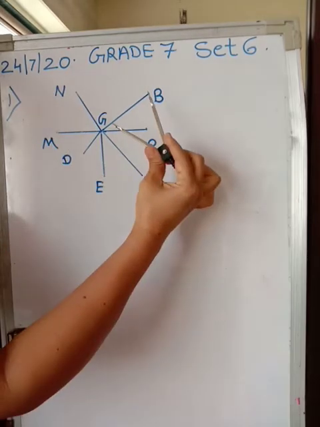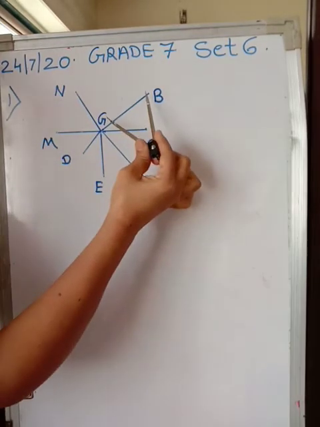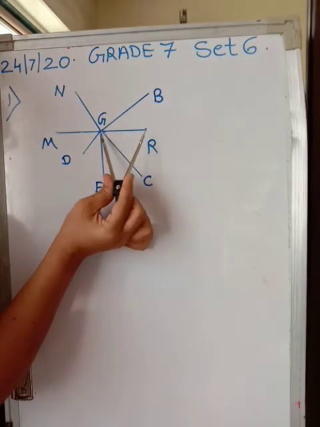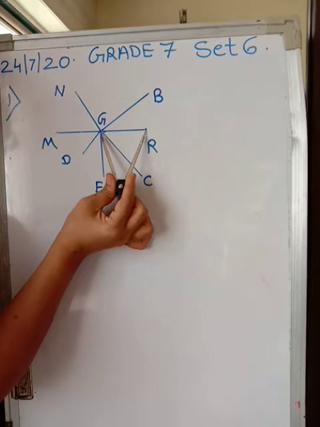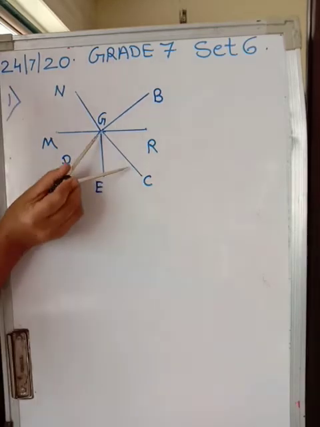So let me check which segment it matches. This is a little bigger, so these two can't be the same. They do not have the same length. Let me check it over here. Oh yes, see. So MG is exactly equal to GR. See, G and R. Let me check this with this also.